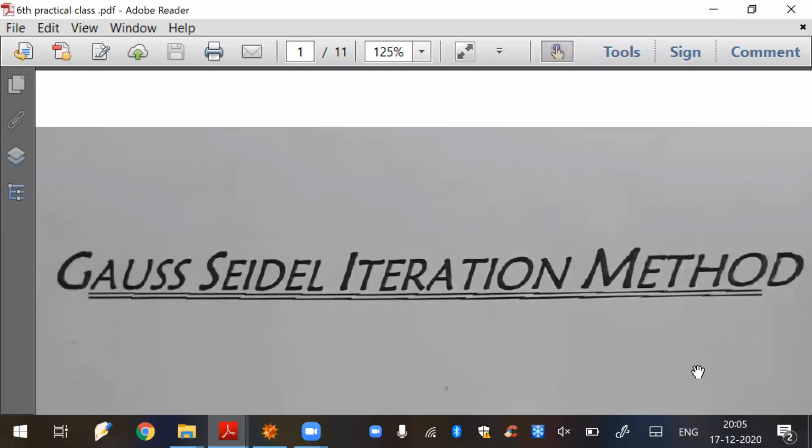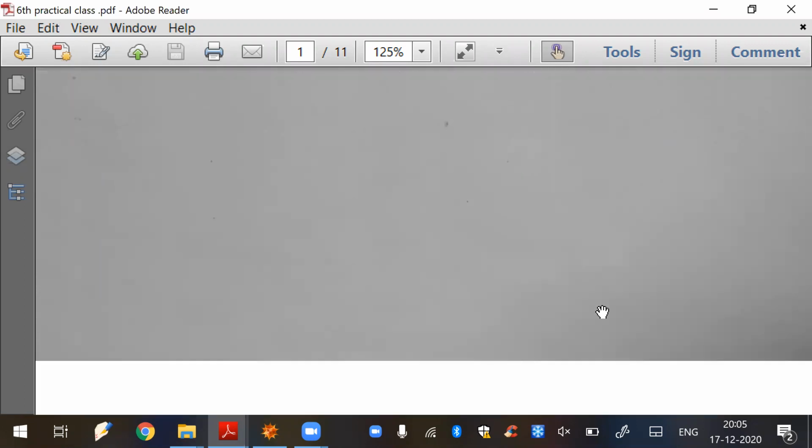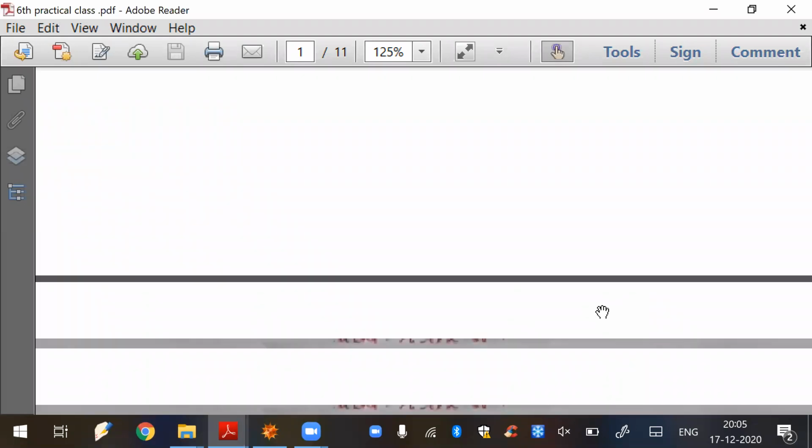Okay, so today let us first discuss the Gauss-Seidel iteration method. This is the next practical. This method deals with finding the solution again for a system of linear equations, just as we have done before with the Gauss elimination method. So this is another alternative method. Let us see what the practical is about.